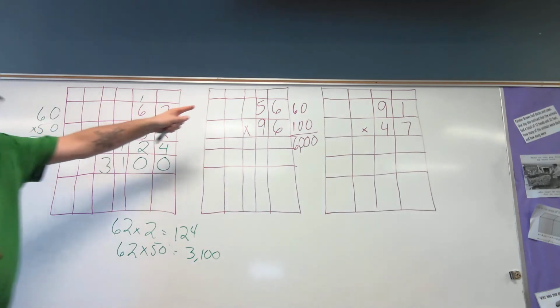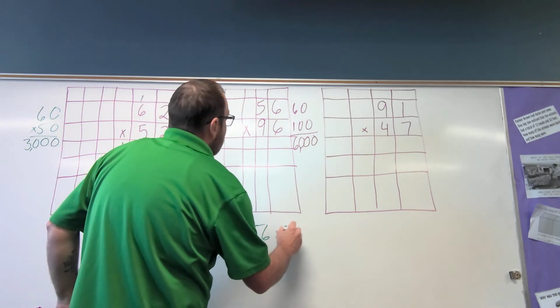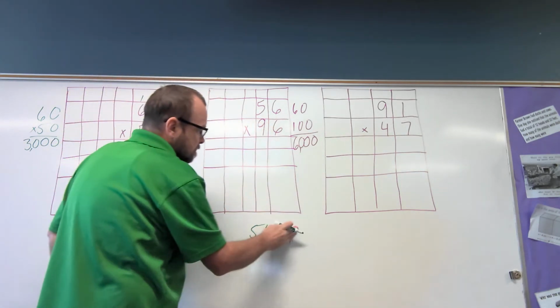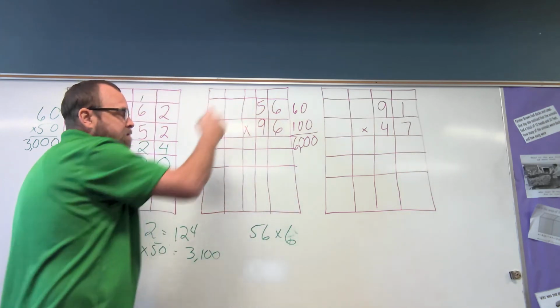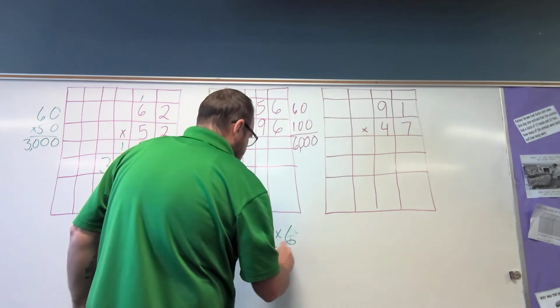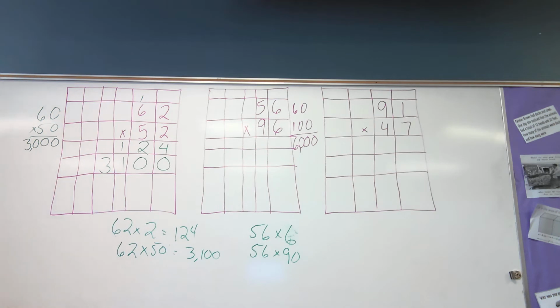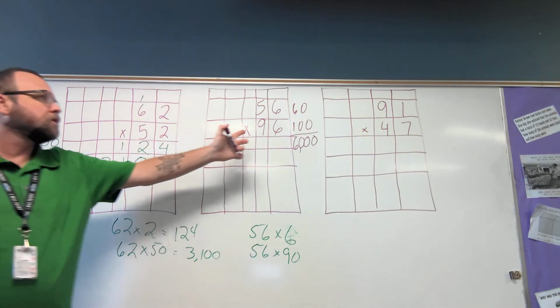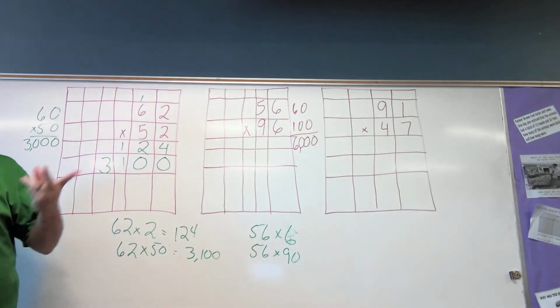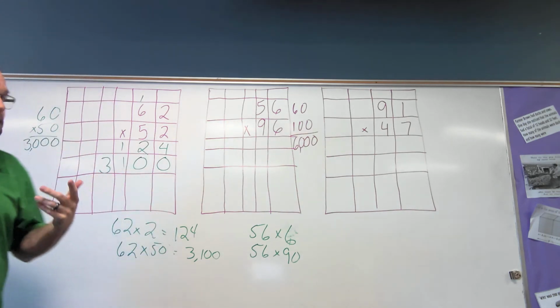Now what I'm going to do is I'm going to have this in two parts. I'm going to do 56 times 6 as my first step. Then I'm going to do 56 times 90, because this 9 is in the tens place. All I need to know are my 9s and 6s. Most of you know your 9s on your finger thing. If you don't, find somebody who does.